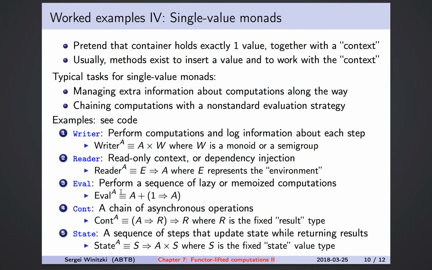A third example is an eval monad, which is something that Cats library implements. We will implement a very simple version of it ourselves for purposes of illustration. The idea here is to perform lazy computations. In other words, computations that are not immediately executed.